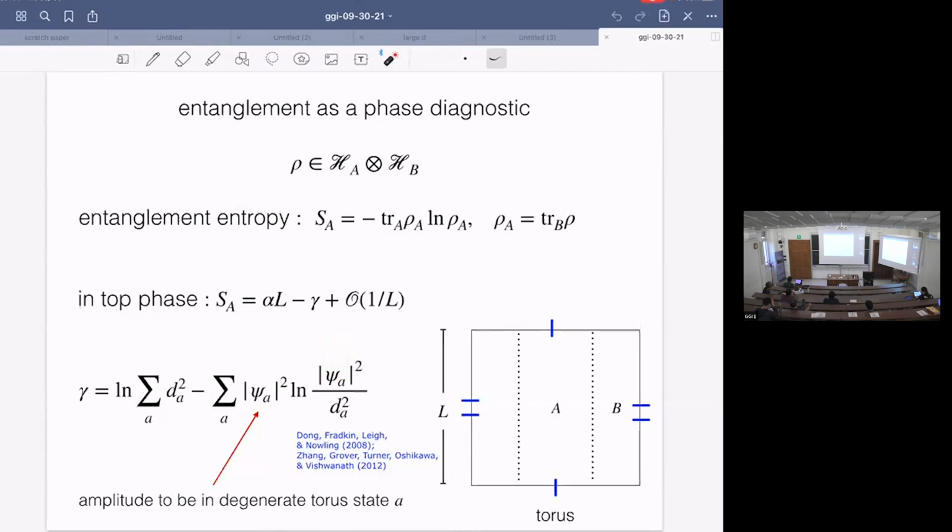The point that I'm making is for a disk topology, you get some contribution to the entropy, which depends on these quantum dimensions. On the other hand, when you consider this cylinder subset of a torus topology, you get some sensitivity to the fact that the state is degenerate. So one of the points of this talk will be to reinterpret roughly the second term in terms of other entanglement measures.